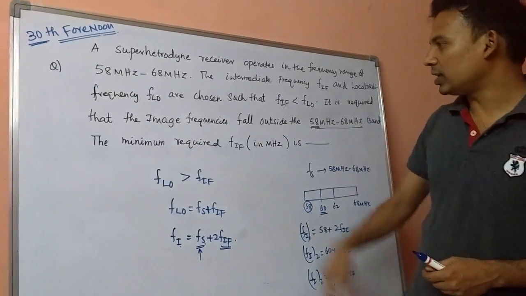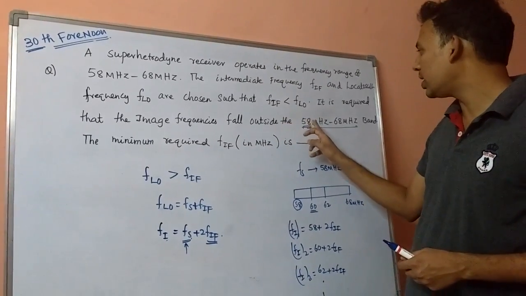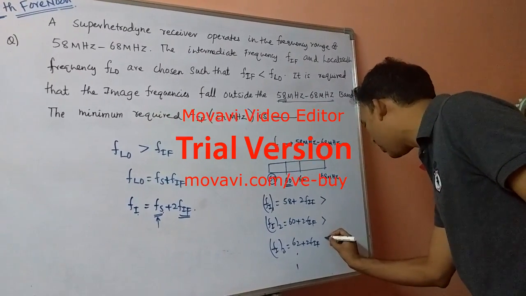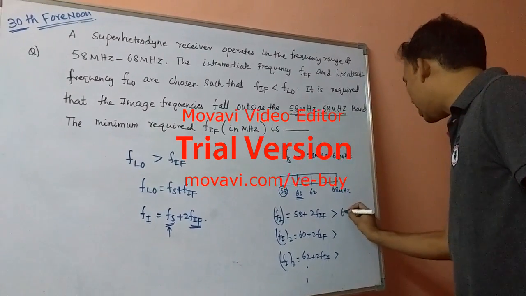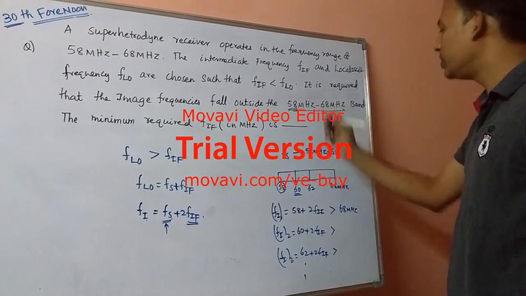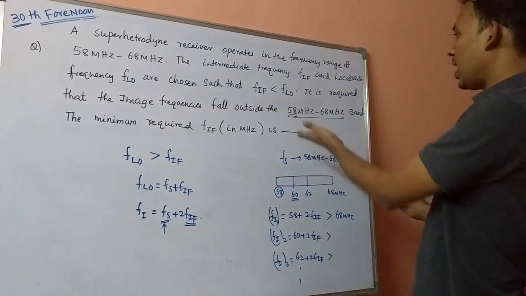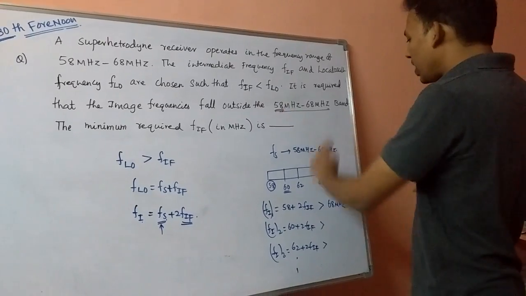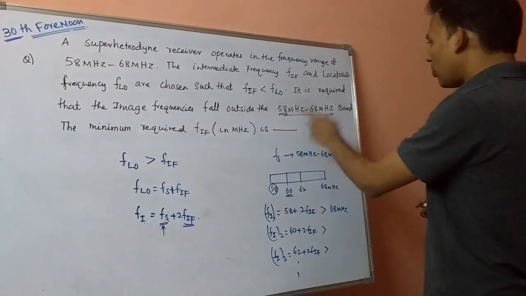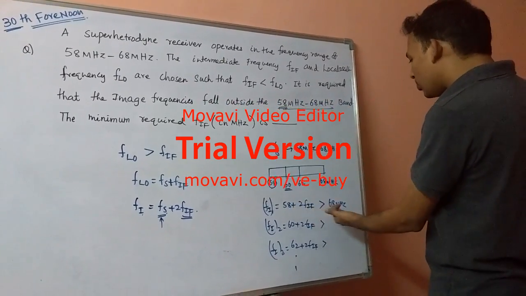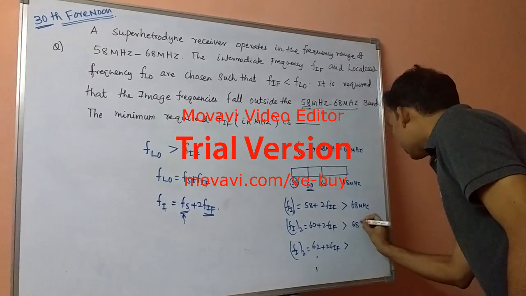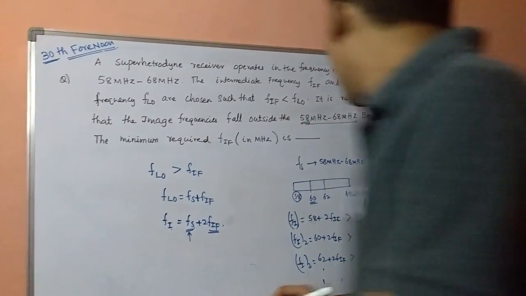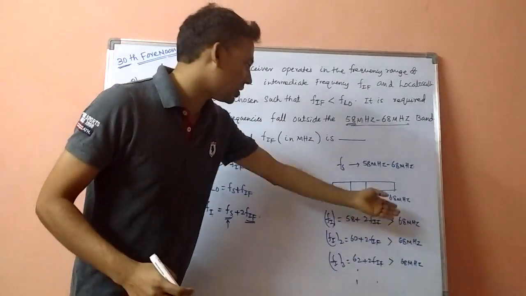Here the question states that the image frequencies fall outside the 58 MHz to 68 MHz band. That means all these image frequencies must be more than 68 MHz, that is, outside the band. You might doubt why it cannot be outside the band by being less than 58. But less than 58 would give a negative image frequency value, so the valid inequality is that it is more than 68 MHz.